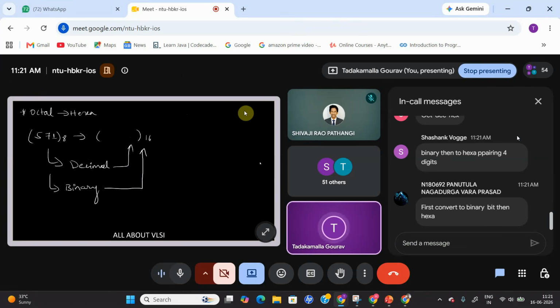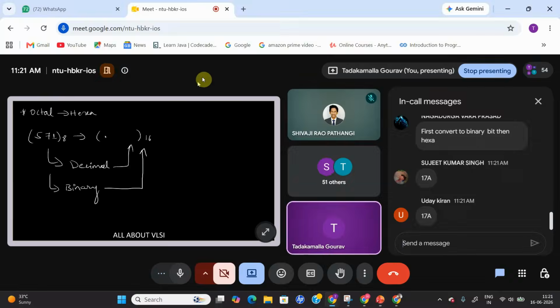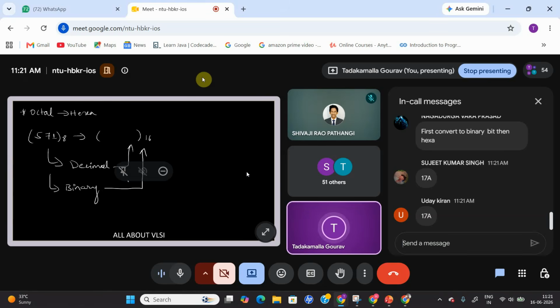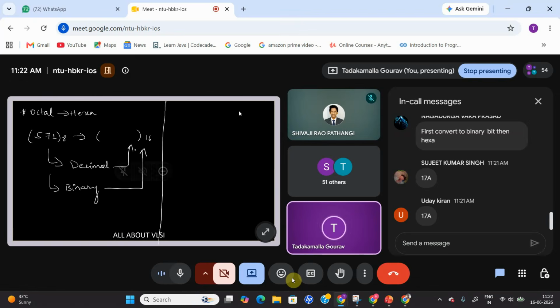And what is the answer you are going to get? What is the answer for this in hexadecimal format? 178. Exactly. Everyone getting the same thing or any other different answers? Okay. I think everyone is getting the same thing, right? 178.